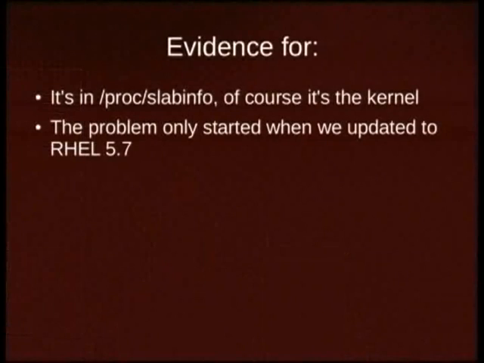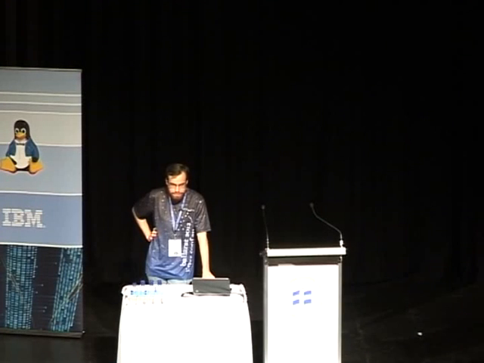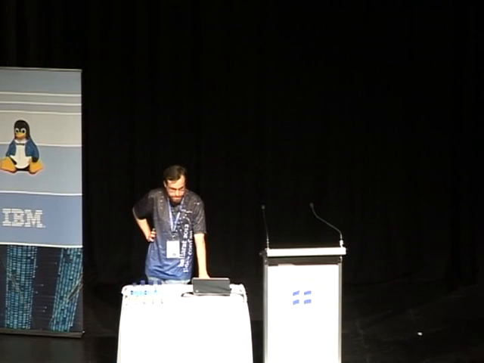So evidence for it being a kernel bug at that point is, okay, all the memory's gone to something in slab info. It's obviously the kernel that's allocating everything. And as it happens, all these crashes only started when we upgraded to RHEL 5.7. That was a Friday upgrade, started crashing on the Tuesday after and continued crashing every few days after that. Okay, that looks pretty suspicious.